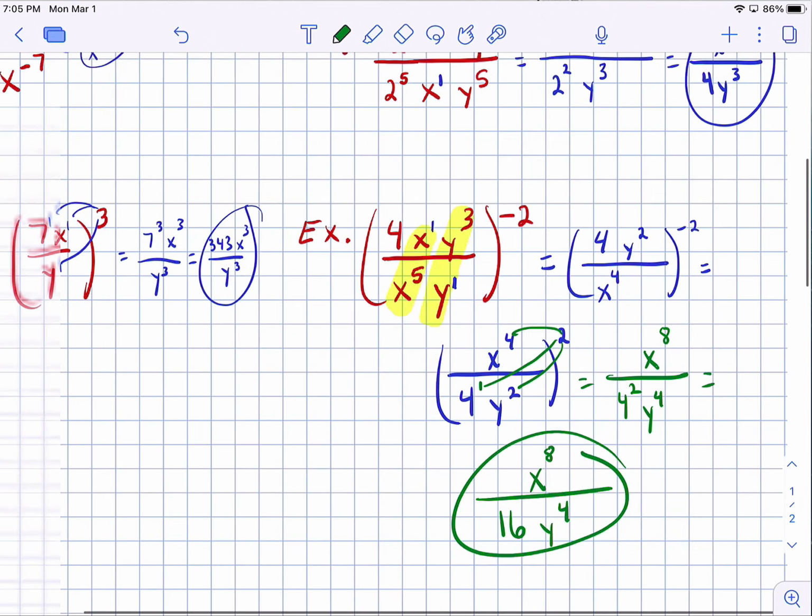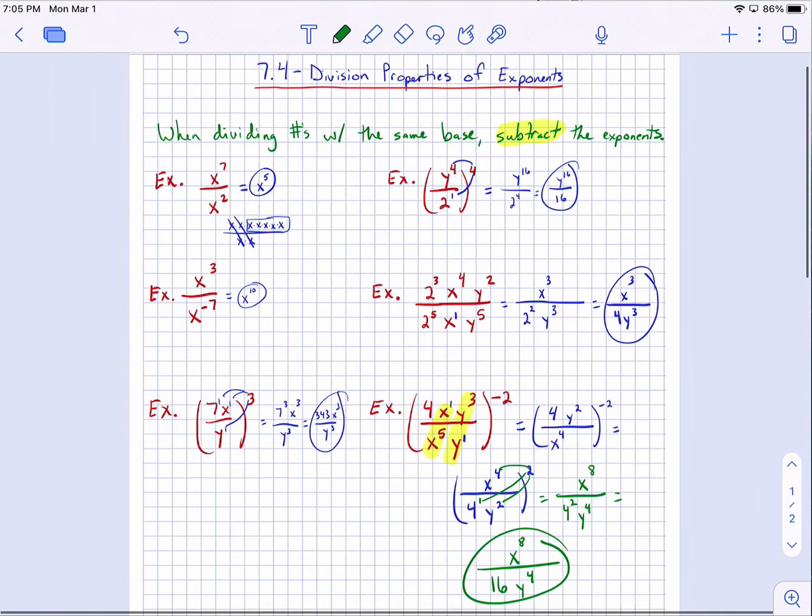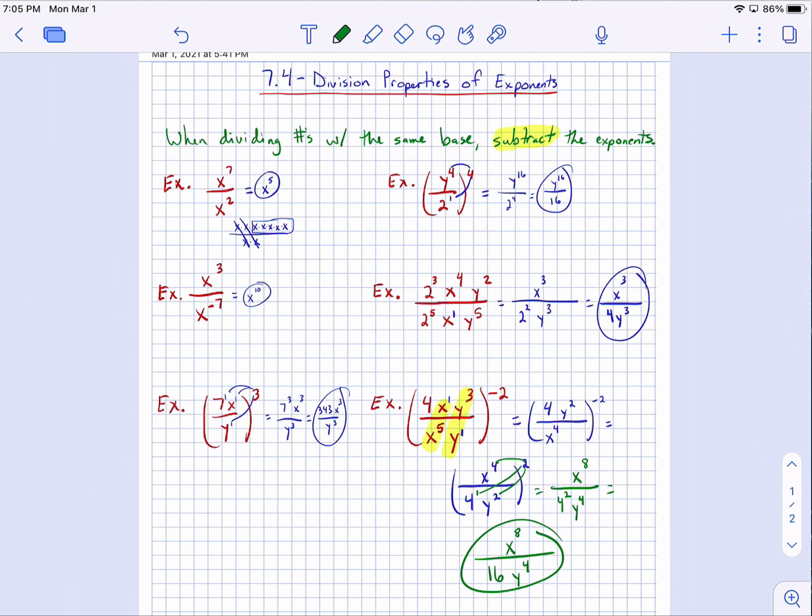As you can see, now we have 3 different exponent properties that we can use. When I multiply, I add the exponents. When I have an exponent to an exponent, or a power to a power, I multiply the exponents. And then last today, 7.4, is when I'm dividing, I subtract.